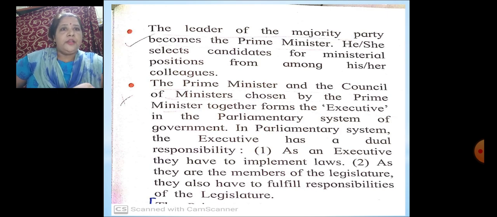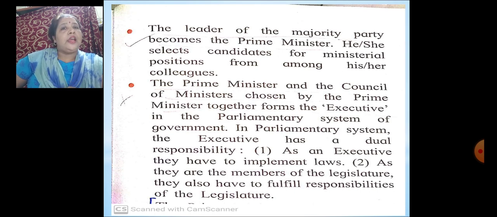Now, after becoming the Prime Minister, what does he or she do? He or she selects candidates for ministerial positions. For example, you all must know the finance minister, education minister, health minister. These are the various ministers, chosen from among his or her colleagues. So the Prime Minister selects all the other candidates for ministerial positions. Everybody has understood till here? Very good. Let's move on.